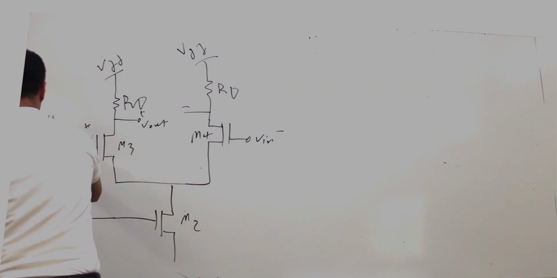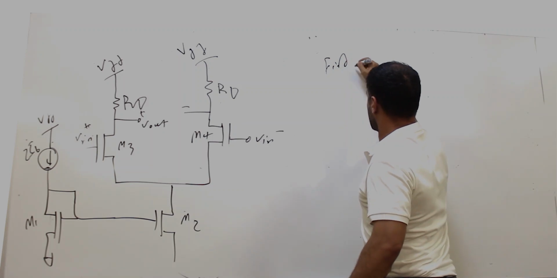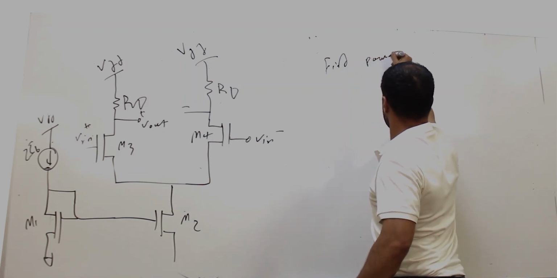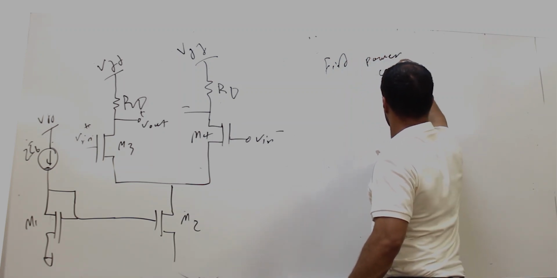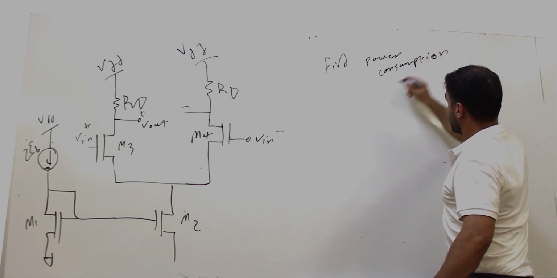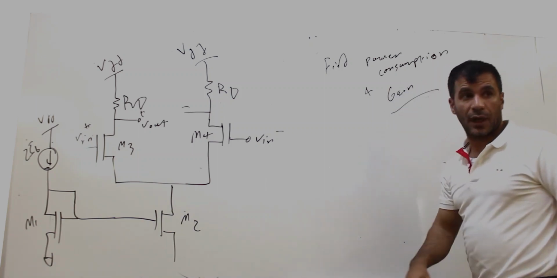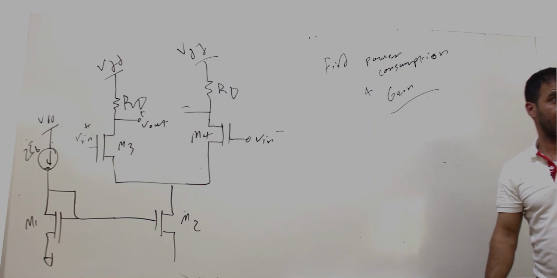To IB. Okay? If I ask you to find the power consumption plus the gain, how can you find this for this circuit?